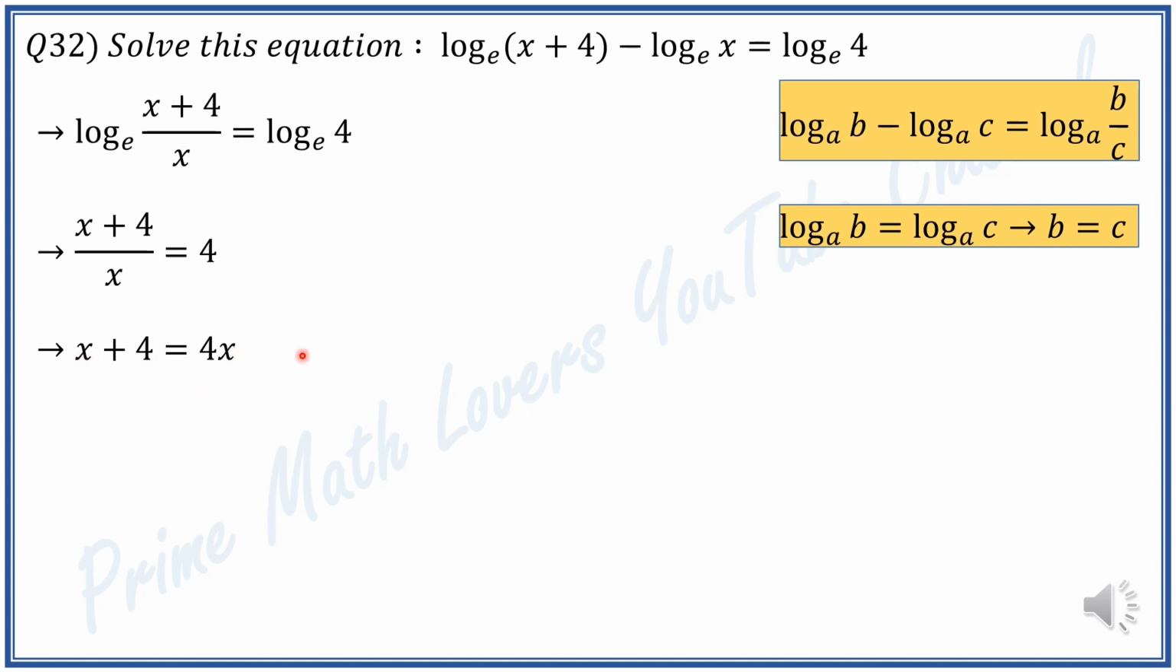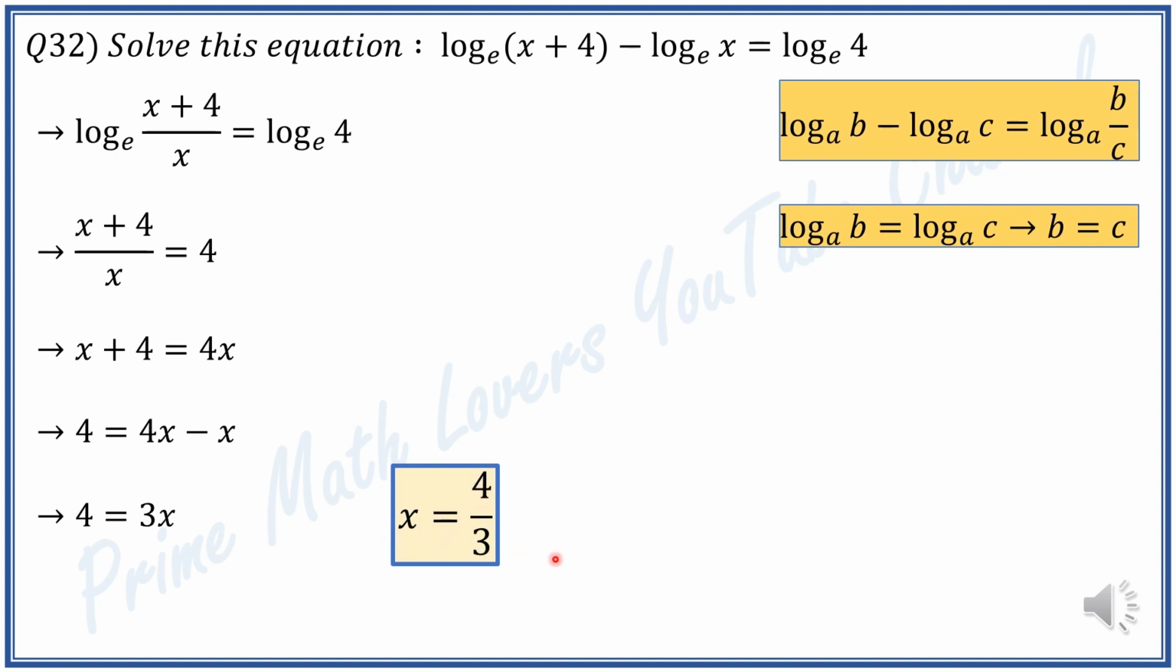Then I take x to the other side, and I have 4 is equal to 4x minus x. 4x minus x will be 3x. And if I divide both sides by 3, I'll get x is equal to 4 over 3.